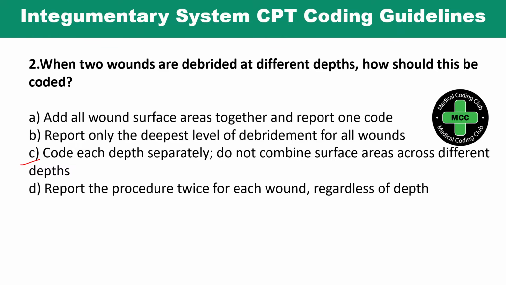But in our question, they are saying the wounds are debrided at a different depth. For example, one site is at subcutaneous and another site is at muscle level. In this case, we cannot combine them. Instead, we have to code them individually, according to their depth, and we should not combine the surface area across different depth. So option C is correct.